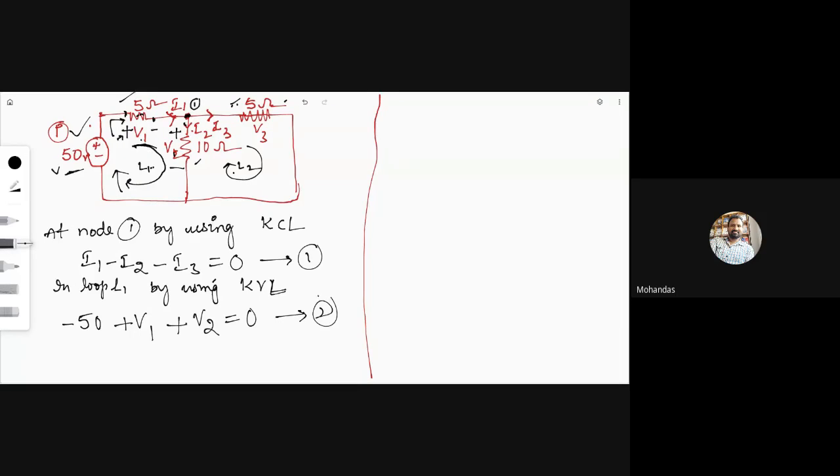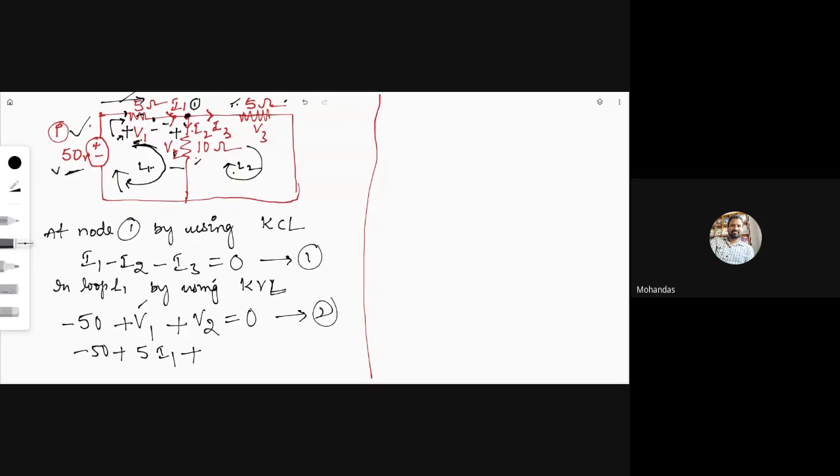Okay. But what is the V1 here? Tell me the V1 value in terms of unknown current I1 and the 5 ohm resistor according to Ohm's law. According to Ohm's law, what is the V1 value? Which current is flowing through the 5 ohm resistor? I1. Very good. So minus 50 plus 5 into I1 plus what is the V2?